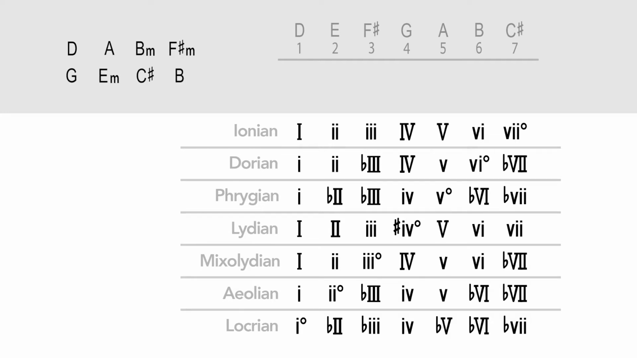Using this pattern as a reference point, let's see where the chords of the song are positioned in the key of D. D is the 1 chord, so that goes here. E minor is the 2 chord, so it's in this position. F sharp minor is the 3 chord, so it goes here, and so on for each chord in this song.